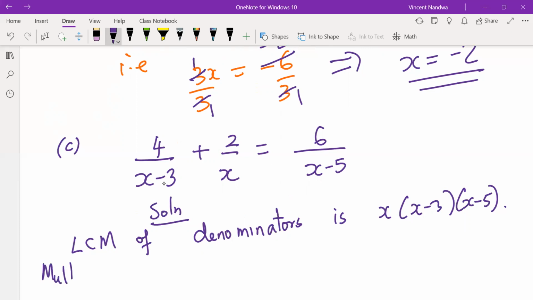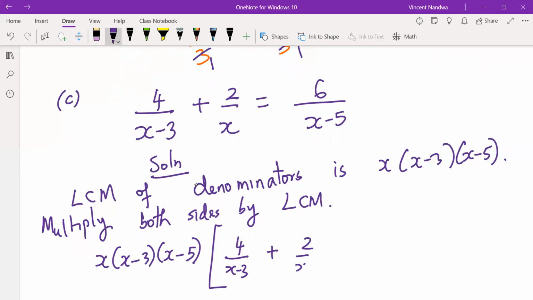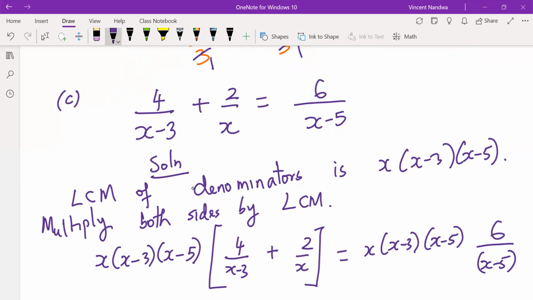So multiply both sides by the LCM. So I'll have x into x minus 3, x minus 5, you multiply by 4 over x minus 3 plus 2 over x equals x into x minus 3, x minus 5 multiplied by 6 over x minus 5. There's no mistake by putting those brackets.